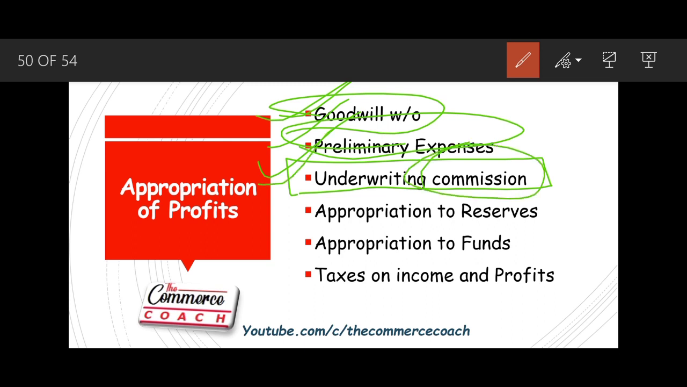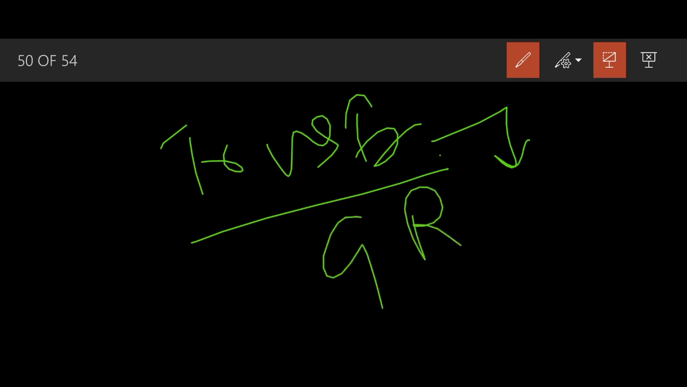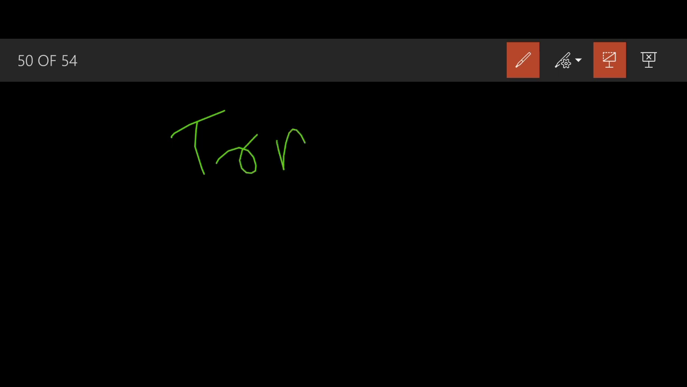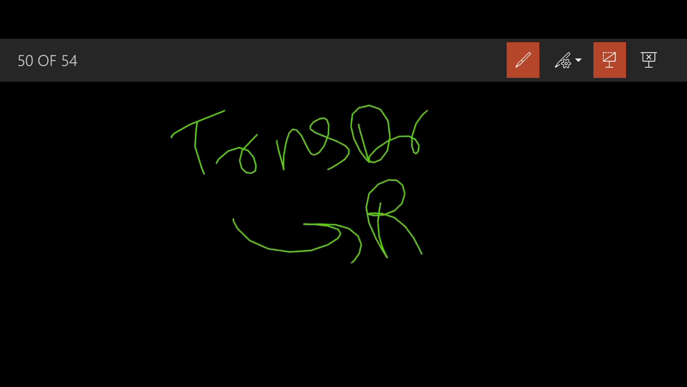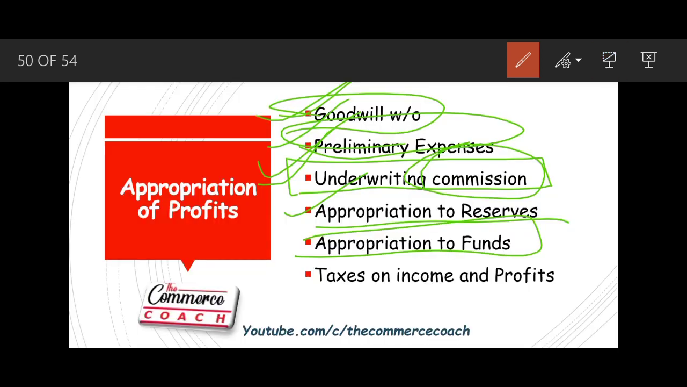So this commission is also an indirect expense, and this will not be included into the cost sheet. Appropriation to reserve. If you transfer any amount, as we know in partnership accounts also, or you can see elsewhere as well, we transfer some amounts to general reserve or special reserve. So these transfers are not allowed into the cost sheet. Now appropriation to funds. If you transfer to a reserve fund, or investment fluctuation fund, it will not be considered into the cost sheet.